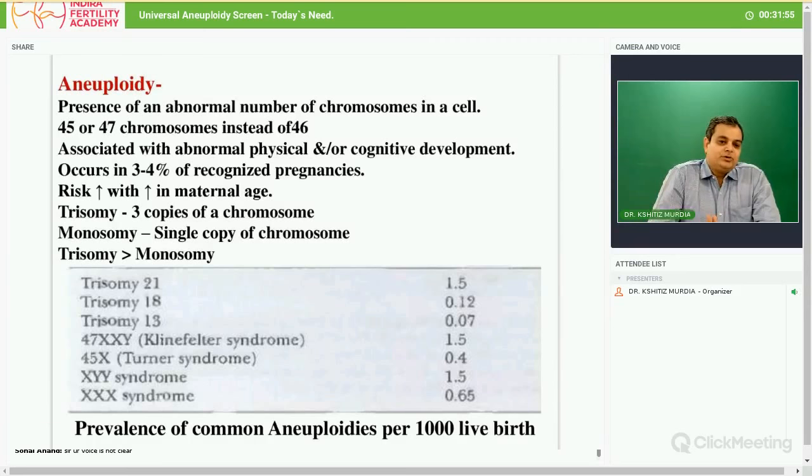Among the aneuploidies, there can be trisomies, which carry 3 copies of a particular chromosome, or monosomies, where there is a single copy of a chromosome. Incidence-wise, trisomies happen more often than monosomies because deletion of genetic material is more lethal than the addition of genetic material. The prevalence of common aneuploidies per 1,000 live births is like this, and as you can see from the table, trisomy 21 tops the chart, followed by Klinefelter and the double X and double Y syndromes.